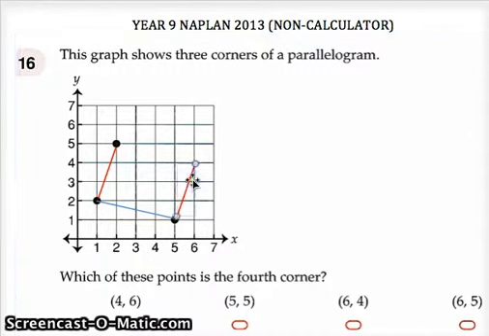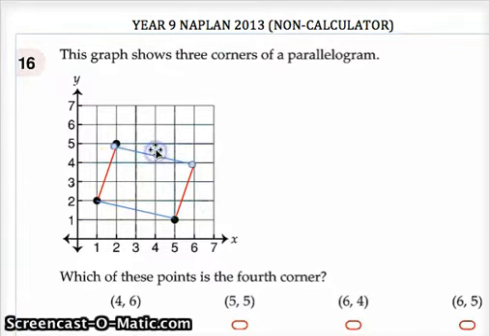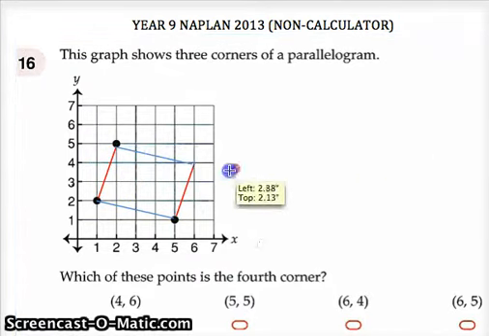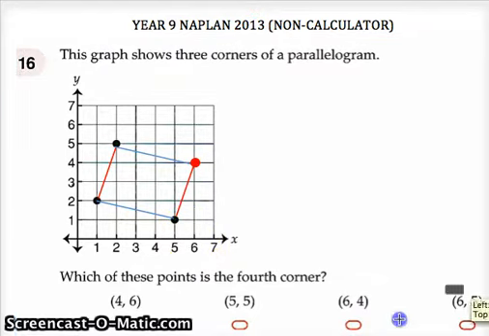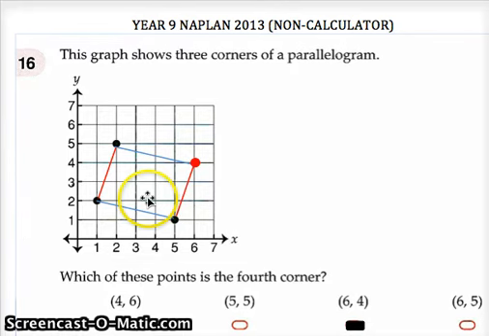And by putting in the other lines that are parallel to these existing lines, we will actually find the fourth point. So if I put the fourth point at this intersection here, we can see that the fourth point will actually be the point 6 across, 4 up, which is the point 6, 4. Now, you could do this question by drawing it as I have.